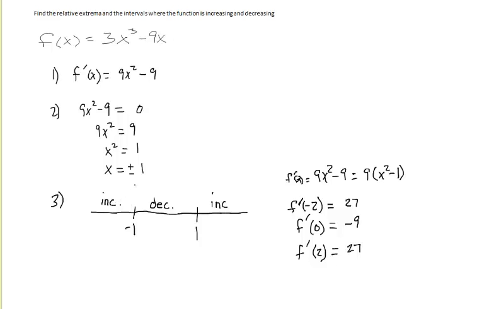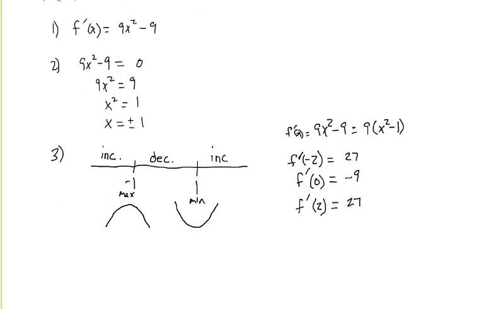So here we're increasing and then we're decreasing. So if we're going up on this side and then back down on this side, that means we have a max. So we have a relative max at -1. And here we're decreasing and then we're increasing, so we have a min.